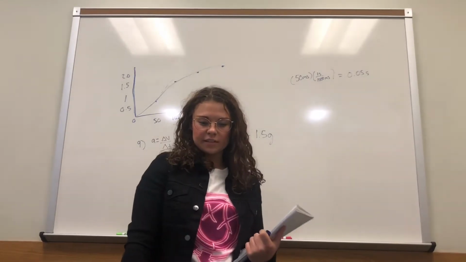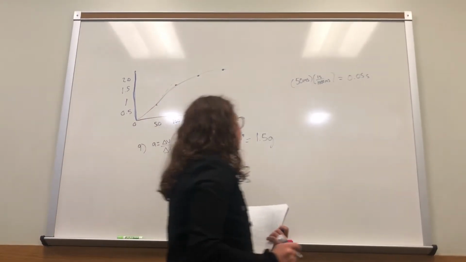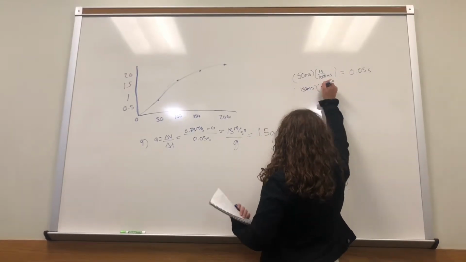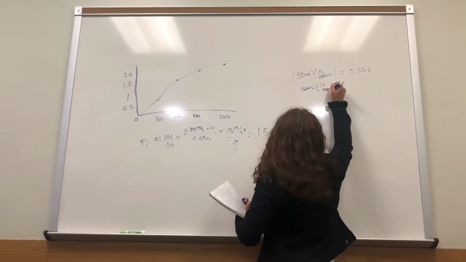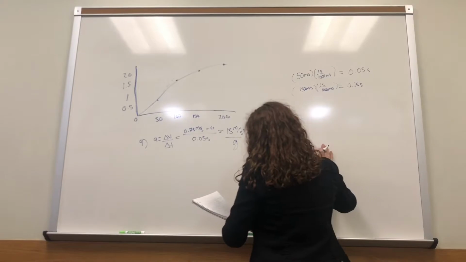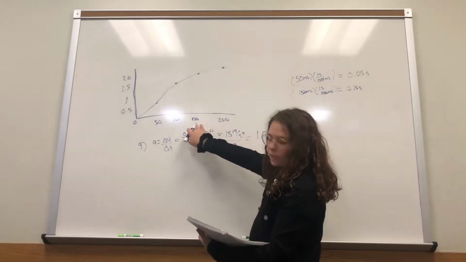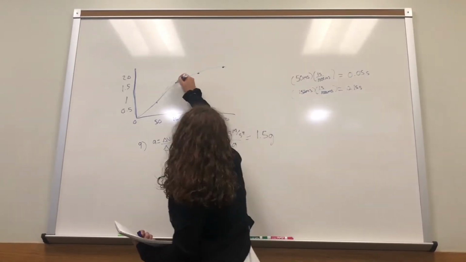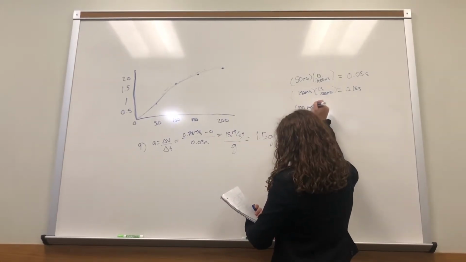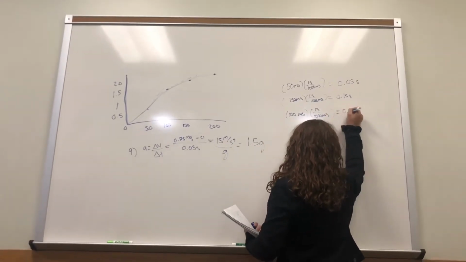So for part B, it says estimate its acceleration at t equals 150 milliseconds. So we need to do the same thing. We need to convert our 150 milliseconds to seconds right here. And that gives us 0.15 seconds. And we need a change, so we're going to use our 150 and our 100 to find the acceleration. We're going to go between those two. So we're also going to convert 100 milliseconds to seconds. And that gives us 0.1 seconds.